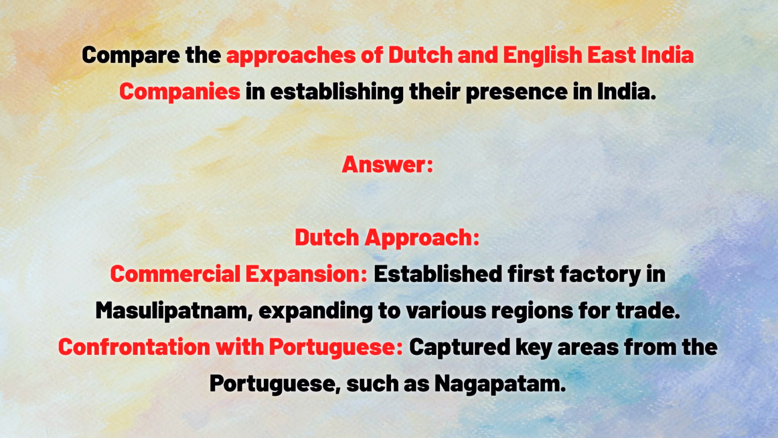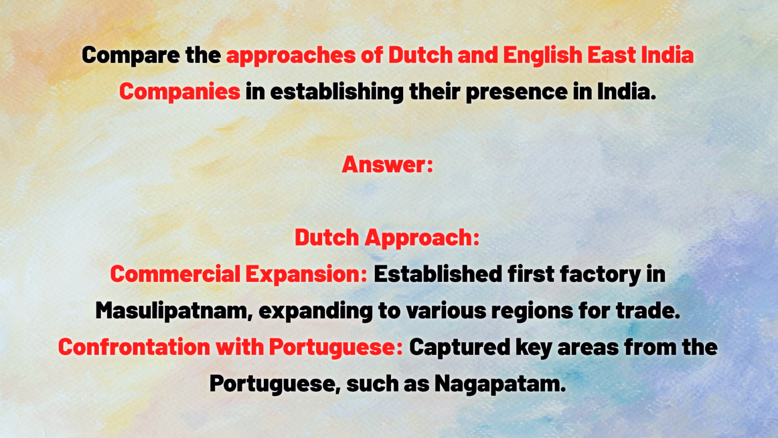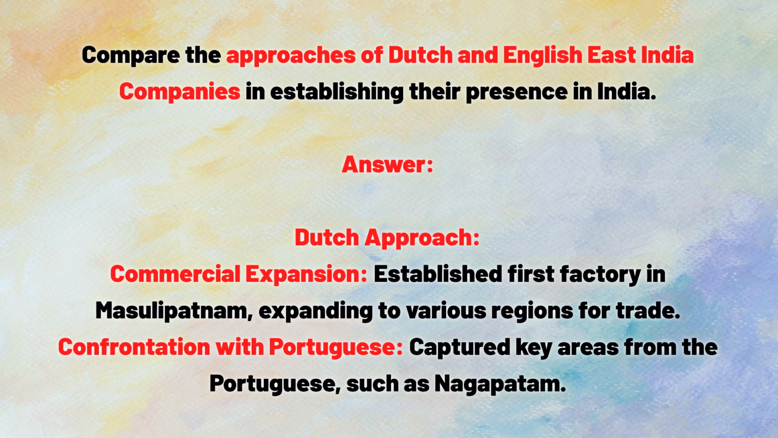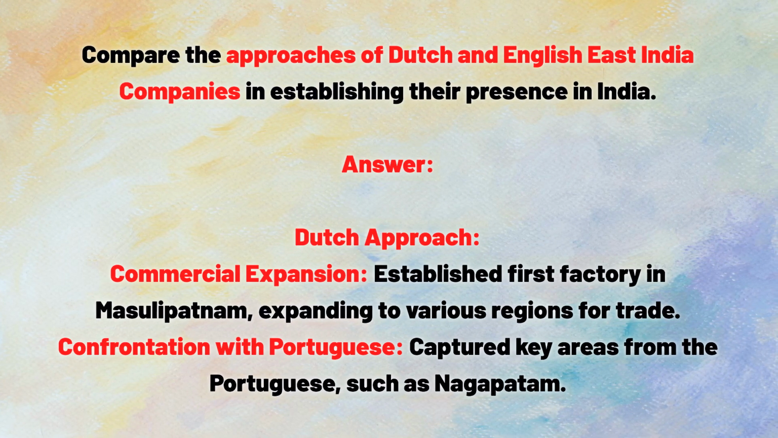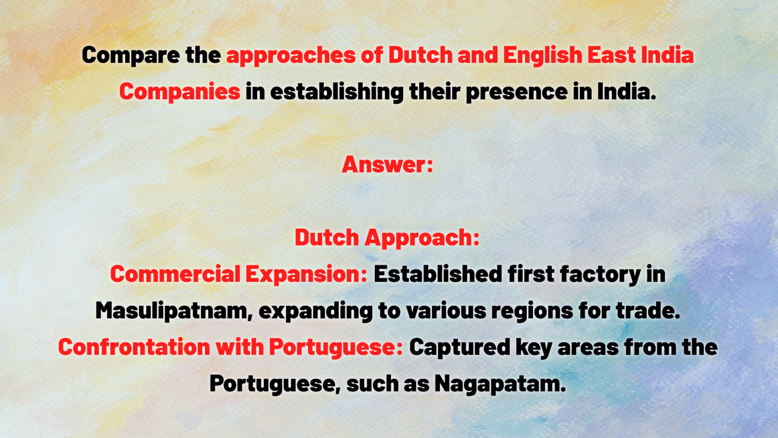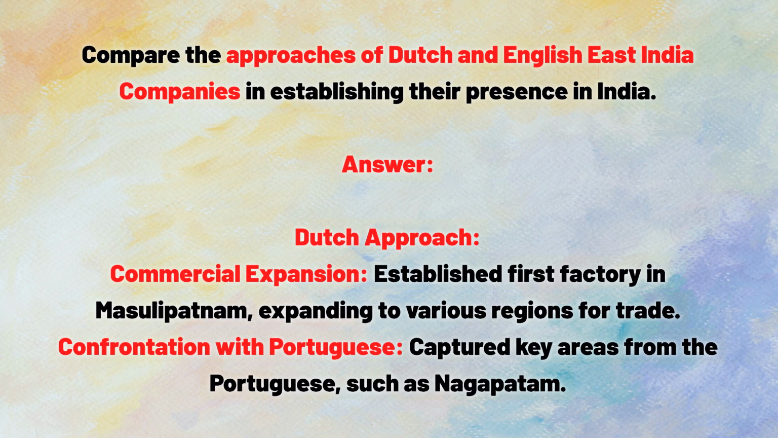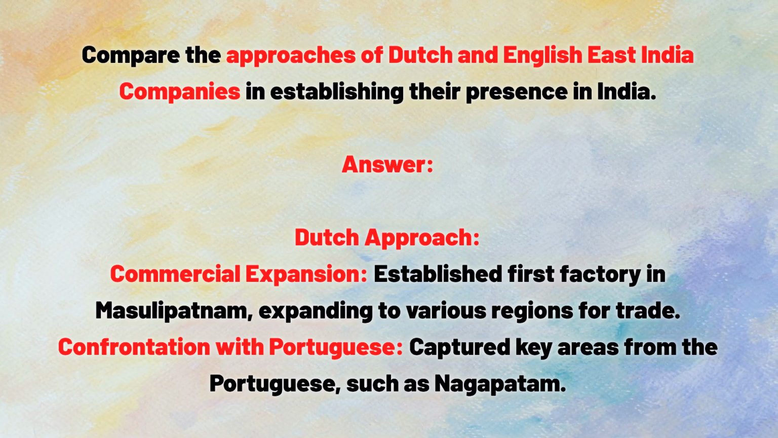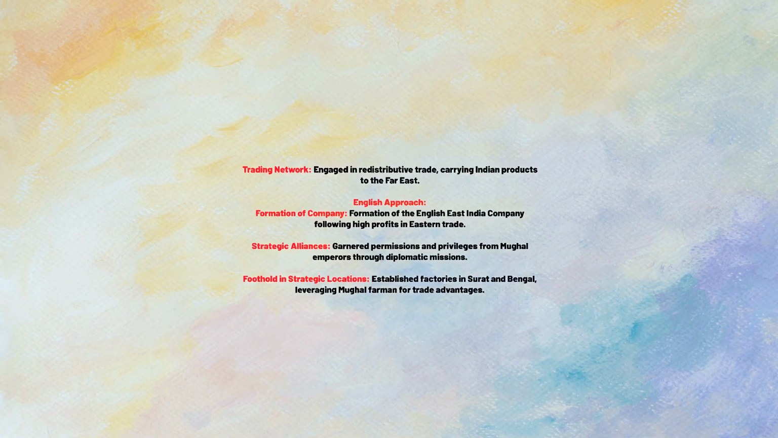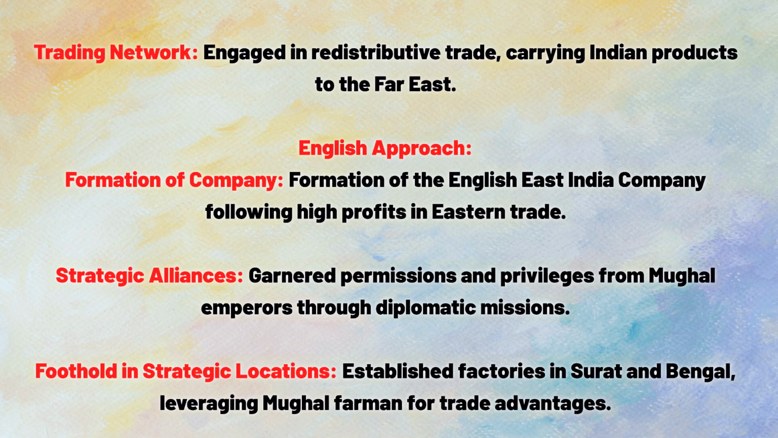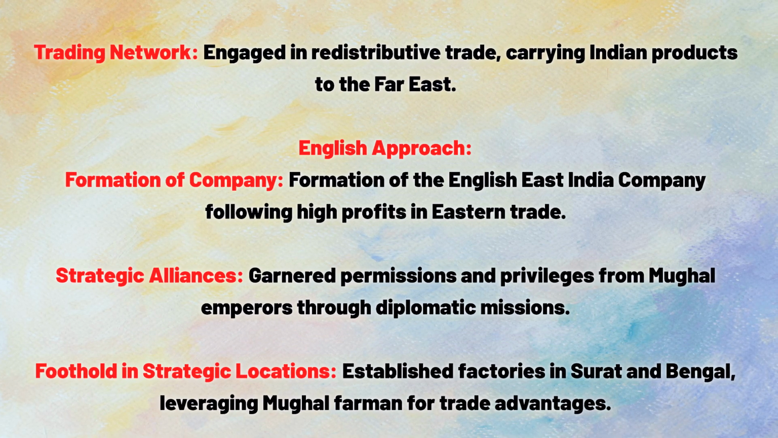Compare the approaches of Dutch and English East India companies in establishing their presence in India. Answer. Dutch approach: commercial expansion, established first factory in Masulipatam, expanding to various regions for trade. Confrontation with Portuguese, captured key areas from the Portuguese, such as Nagapattam. Trading network, engaged in redistributive trade, carrying Indian products to the Far East.